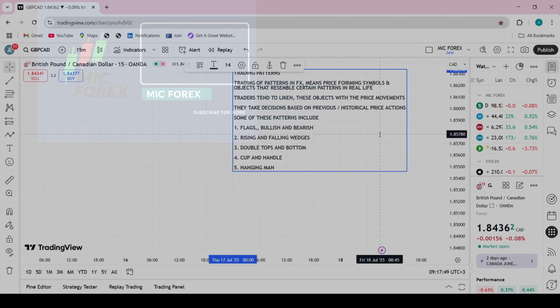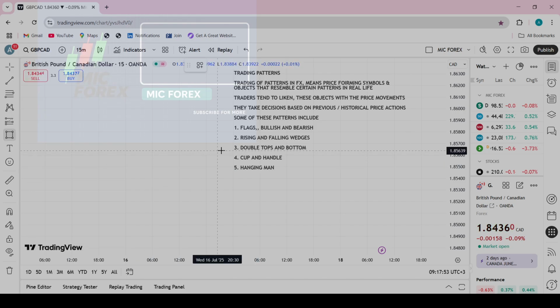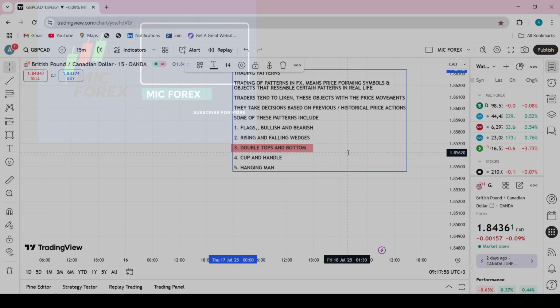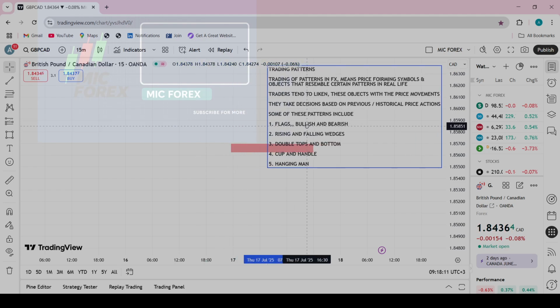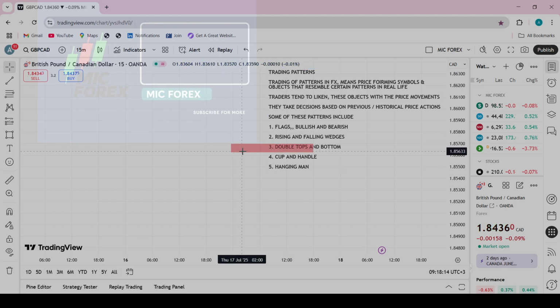I just want to talk about number 3 only, and this number 3 is going to give us 2 videos. For the beginning, I will talk about the double tops. In video 1, we are going to be talking about double top. Then in another video, we will talk about double bottom.